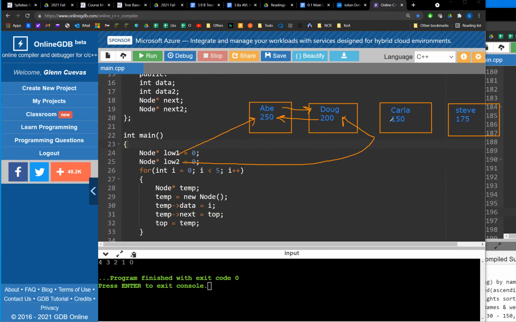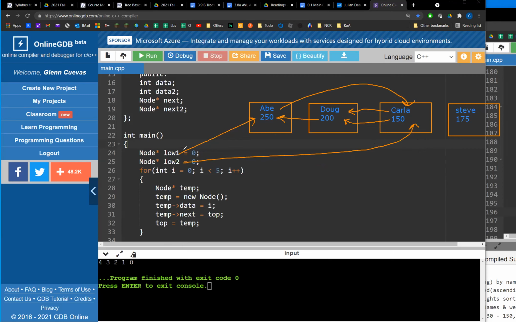Carla's going to come along. She's going to point to Doug. And instead of Abe pointing to Doug, oh, that's a bit more than I wanted to delete. There we go. Abe points to Carla. And instead of Doug being the lightest person, Carla is now the lightest person. So if I were to print by weight, it goes to Carla. 150 points to 200, 200 points to 250, and we print out Carla, Doug, Abe.